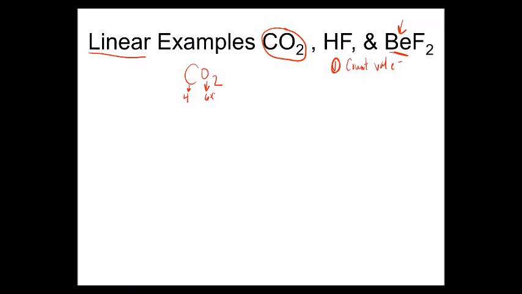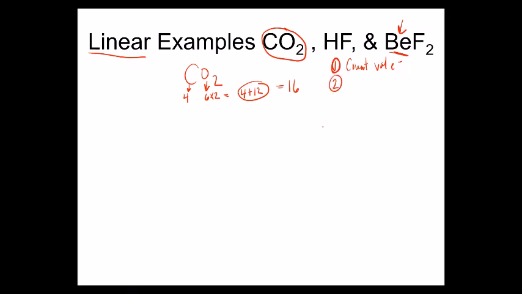How many valence electrons does the oxygen have? 6. And since there's 2 oxygens in there, I have to multiply that by 2, exactly. So I get 4 plus 12. That's a total of 16 to work with. That's how many electrons I get to work with in this molecule. That's the first step.